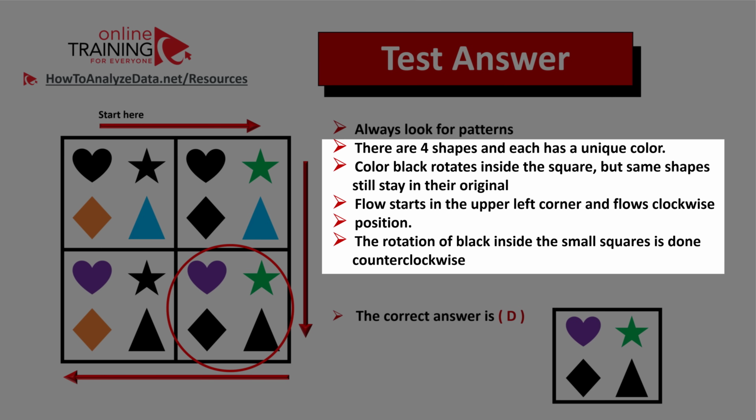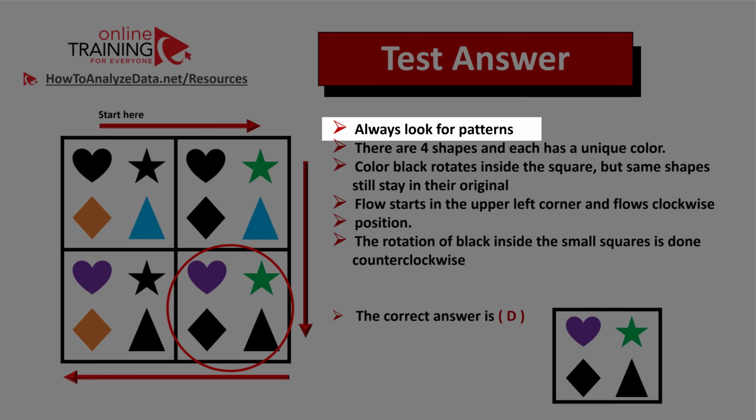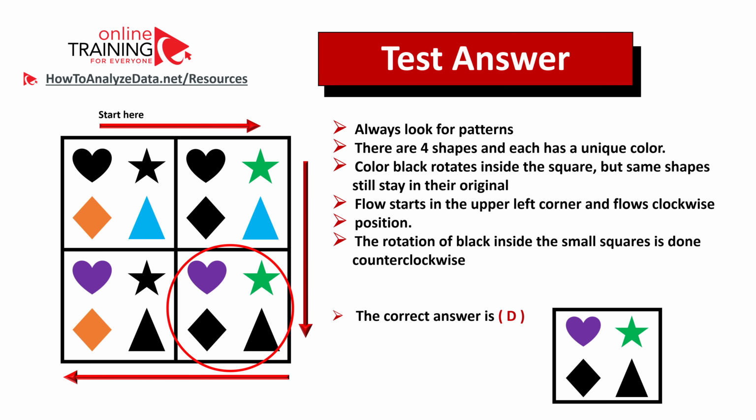So that's the tricky part of the question, but there's always the right answer. And as you can see, the right answer here is choice D. Let's recap. Always look for patterns. In this case, there are 4 shapes, and each shape has a unique color. The color black rotates inside the square, but the same shapes stay in their original position. And the rotation inside the squares is done counterclockwise. So hopefully you've nailed this question and now know how to answer similar problems on the test.